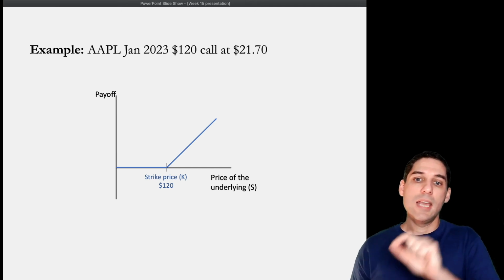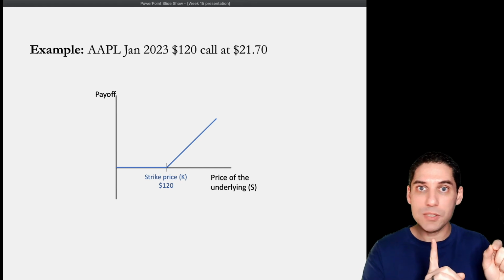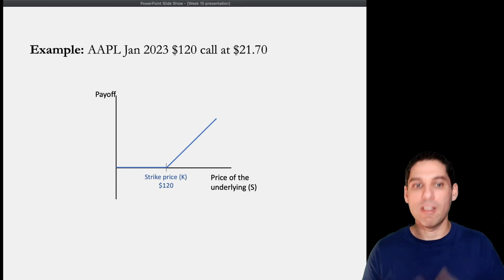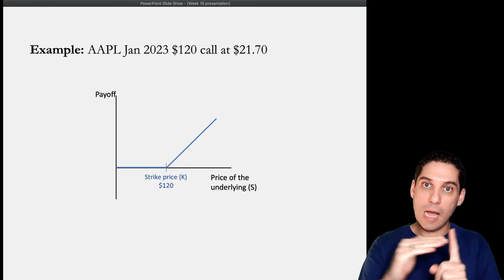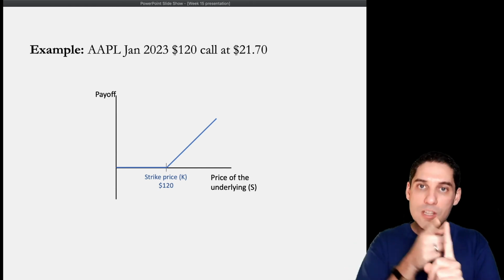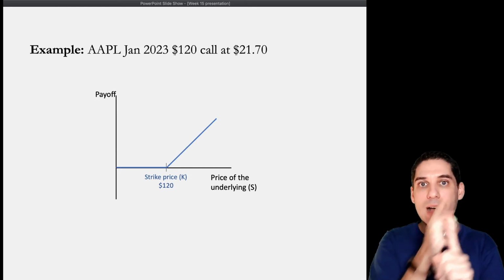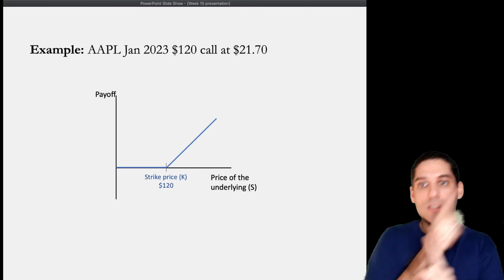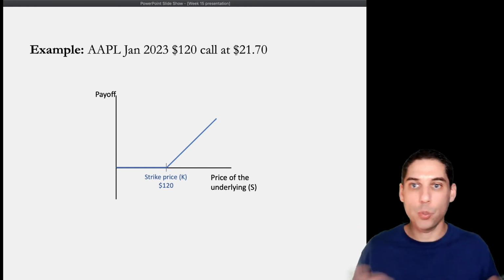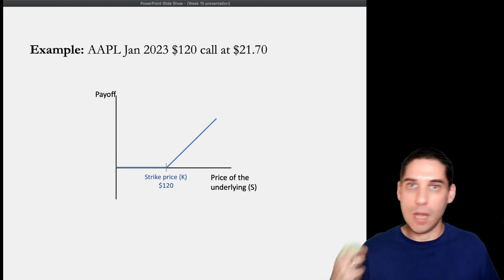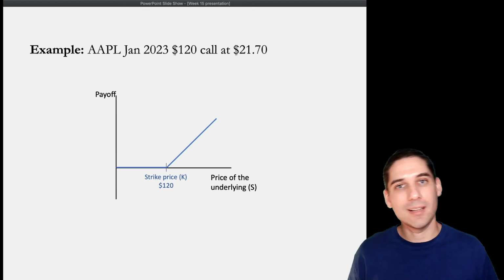If the price of the underlying goes above the strike price, we have positive payoff. If it is less than the strike price, we have 0 payoff. We have 0 payoff until the price of Apple hits the strike price. The moment it goes above, we get this one-to-one positive payoff. The greater the price of Apple, the greater our payoff. If Apple is trading at 200 and we exercise, we have 200 minus 120, $80 of payoff, because the option gives us the right to buy at 120 and turn around and sell for 200.